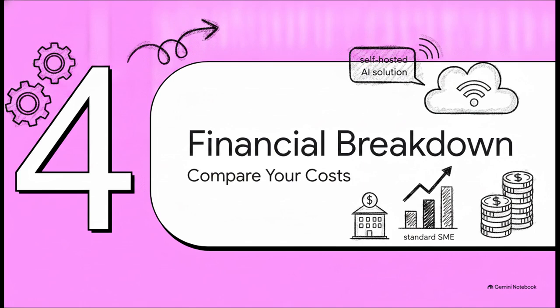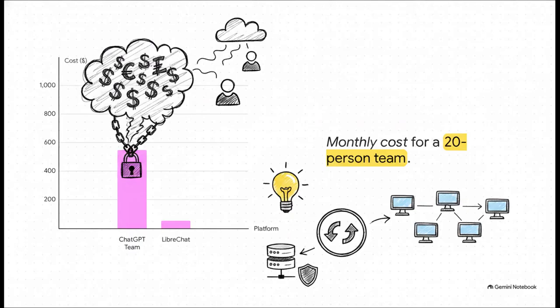Let's look at the numbers in Section 4, the financial breakdown. Let's ground this in a real-world scenario. If you look at a standard 20-person team on a commercial ChatGPT team plan, you are bleeding about $500 to $600 every single month. But if you're running LibreChat with local models, your only real cost is the server hosting. We're talking maybe $40 to $70 a month. The contrast is just stark.